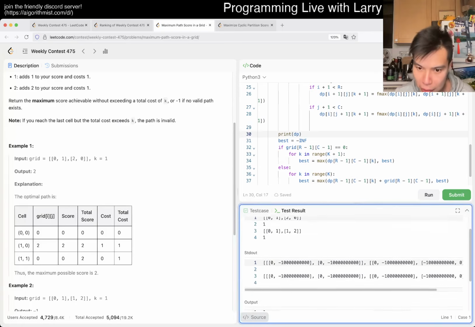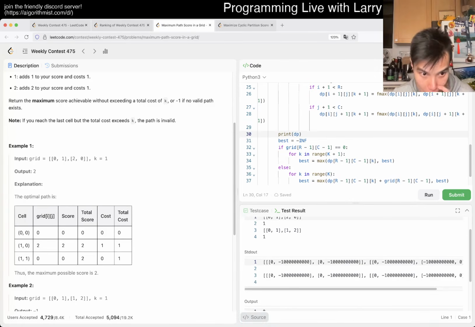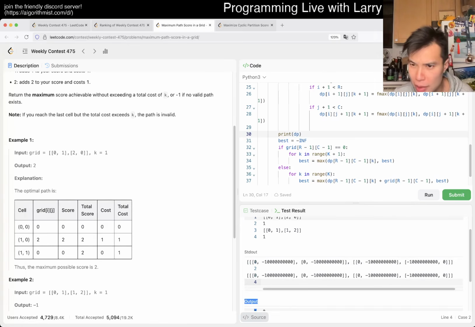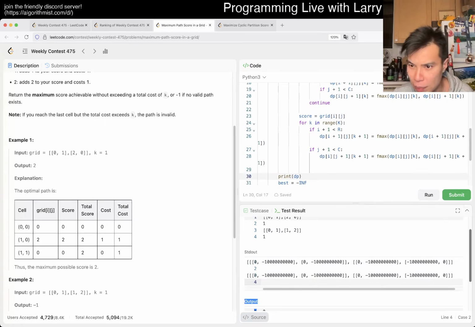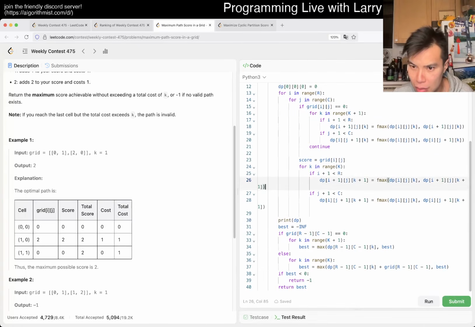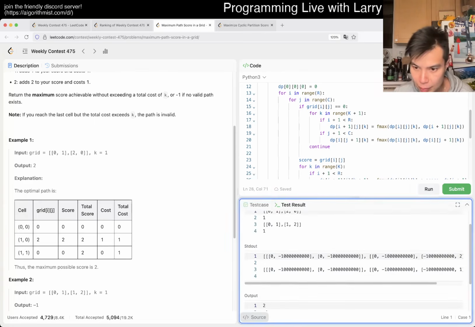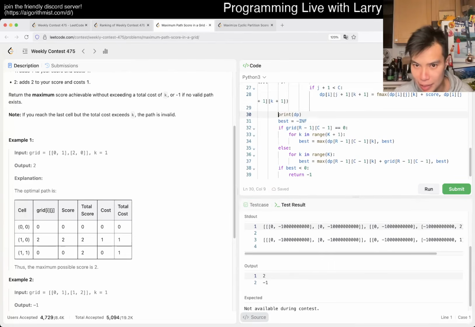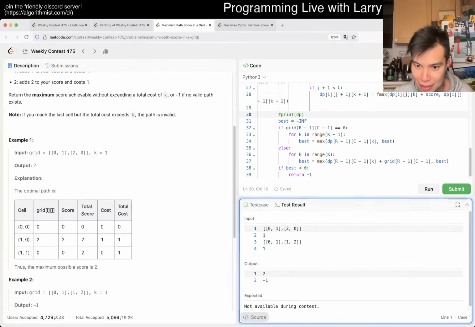Spending too much time on this one. Okay, 2 by 2 by 2, that's expected. Why is it 0? Do I not get the points? I didn't add the points, did I? No, I didn't. I copied and pasted, I just forgot. Okay, that's fine. Okay, 2 and -1. Hopefully I didn't make any more silly mistakes. YOLO submit.